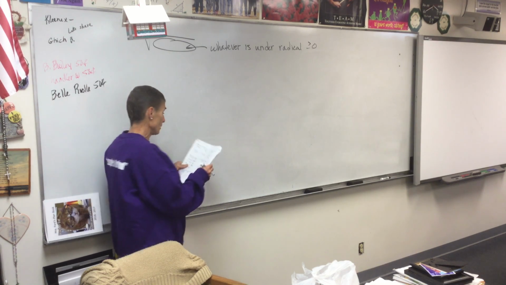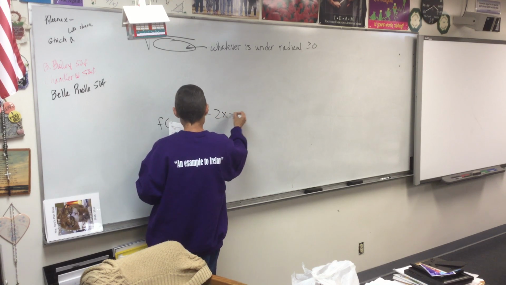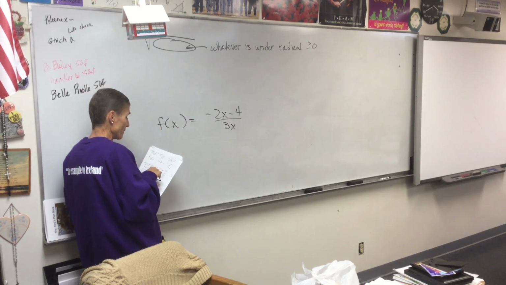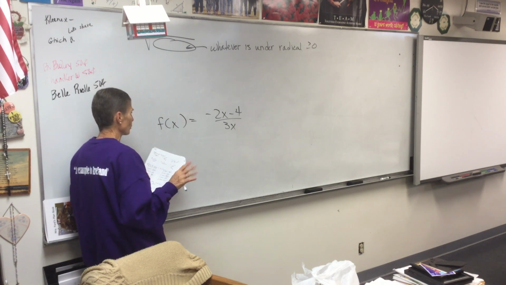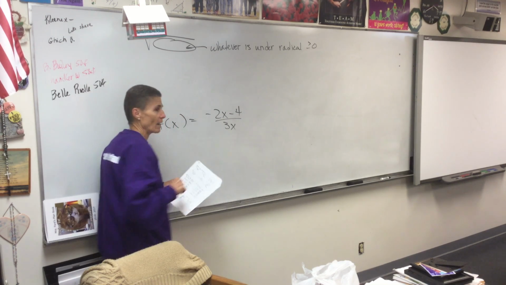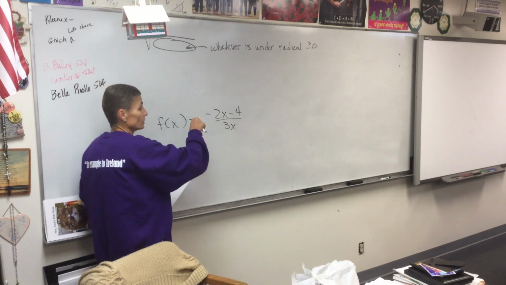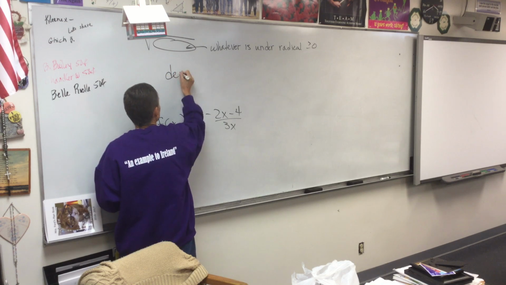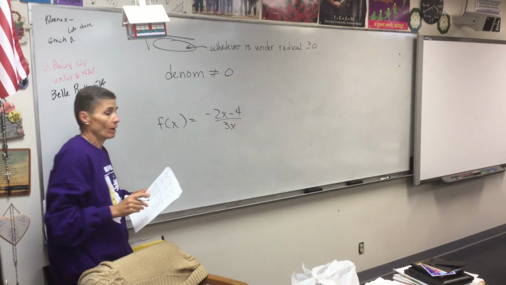So if your problem, I am on F, I am doing problem F. By the way, I accidentally wrote f of x, and on the page it's m of x. Does it matter? No, don't worry about it. Does this problem have a radical in it? No, so I don't worry about that rule. What's the second rule? Denominator cannot be equal to 0.